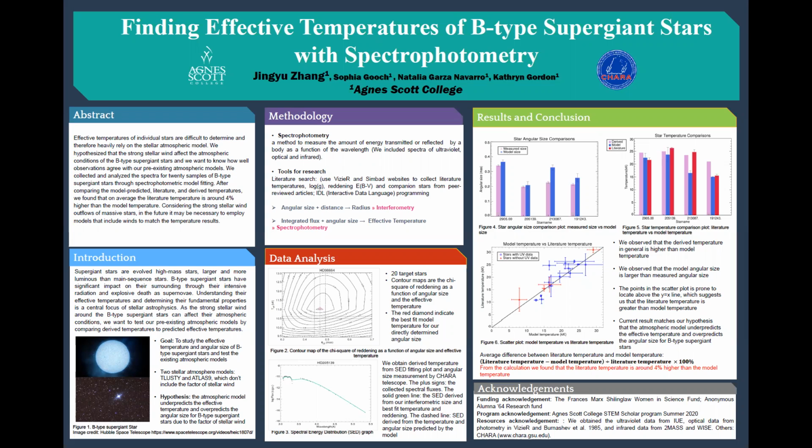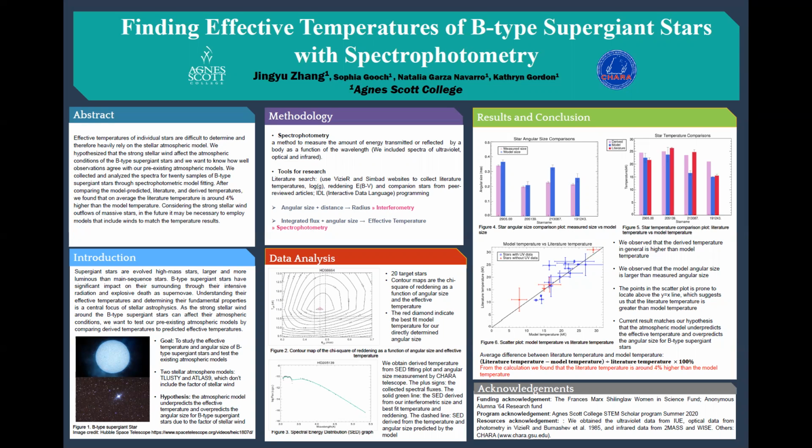And we worked on 20 target stars this summer and primarily used the Interactive Data Language, IDL, programming for data analysis. We created chi-square contour maps. The contour maps are the chi-squared of reddening as a function of angular size and effective temperature. Also, it is a result of fitting the model of the spectral energy distribution plot. The red diamond in the contour map indicates the best fitting model temperature for our directly determined angular size.